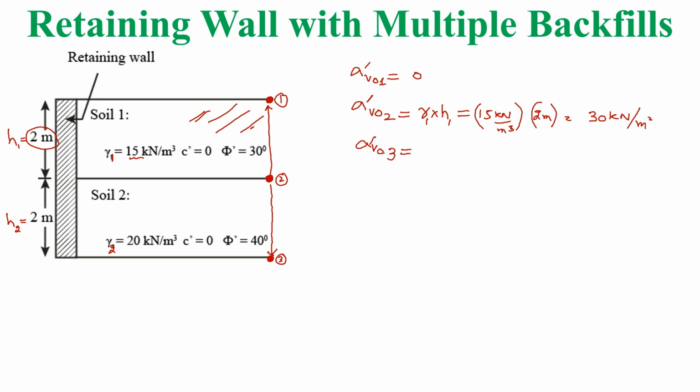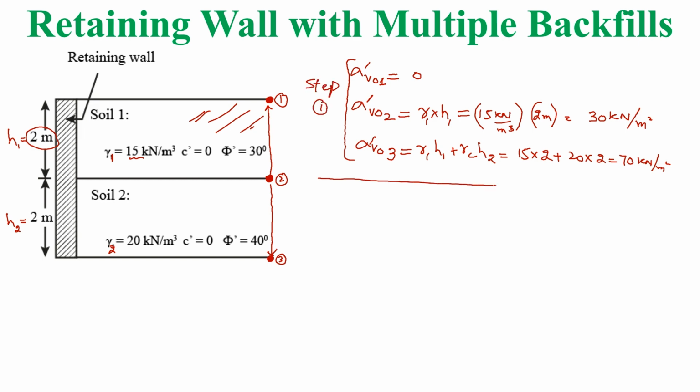At third point, the effective stress will be gamma 1 H1 plus gamma 2 H2. What is gamma 1? That is 15, H1 is 2, gamma 2 is 20, and H2 is also 2. So it will be 70 kilonewtons per meter square. So the first step in solving the retaining wall with multiple backfills is to determine the vertical stress. So the next step, we can say that this is step one.